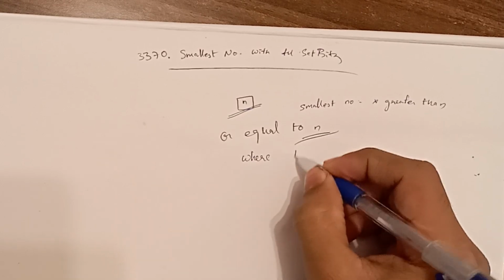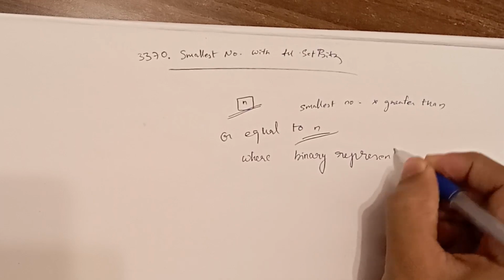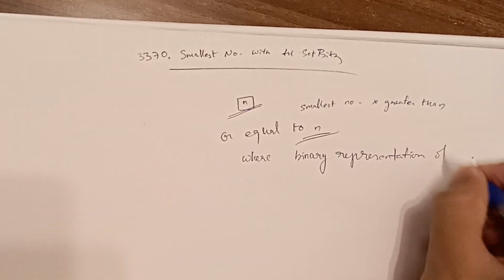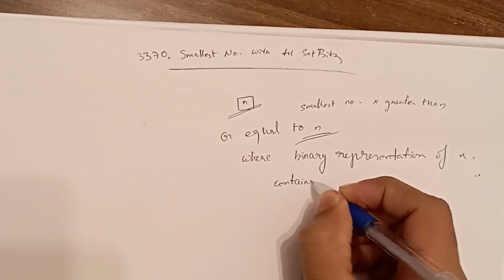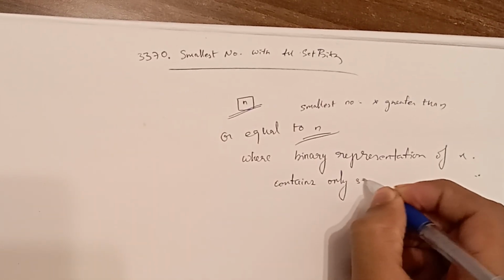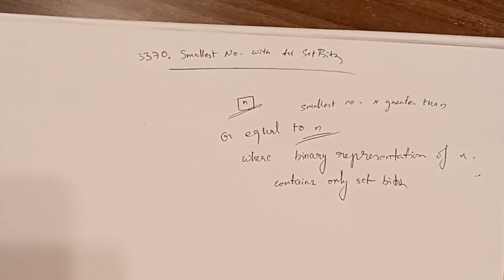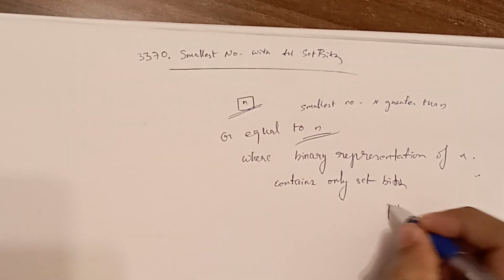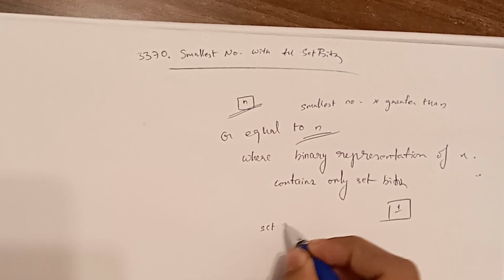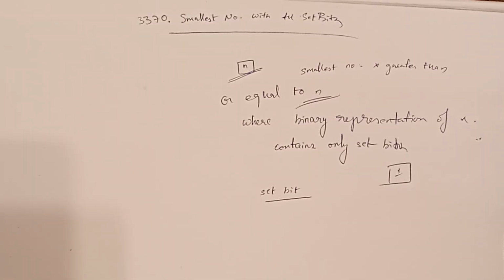where the binary representation of x contains only set bits. So the numbers which are having only set bits, that means only ones. A set bit refers to a bit in the binary representation of a number that has a value of 1.